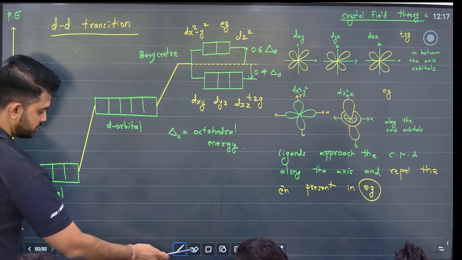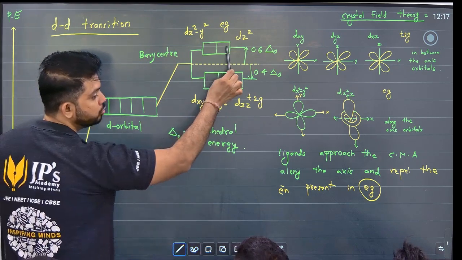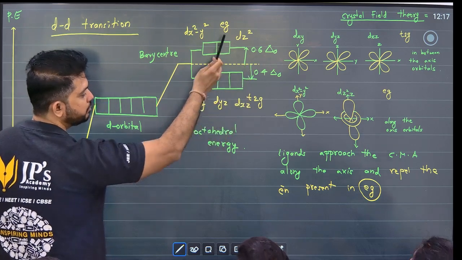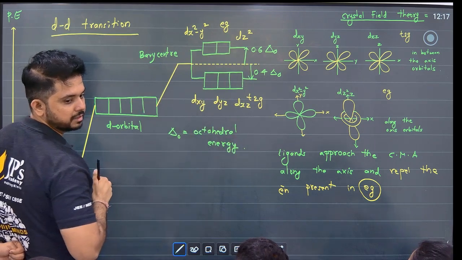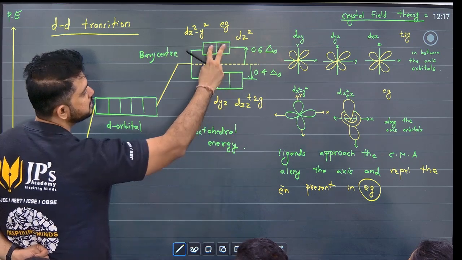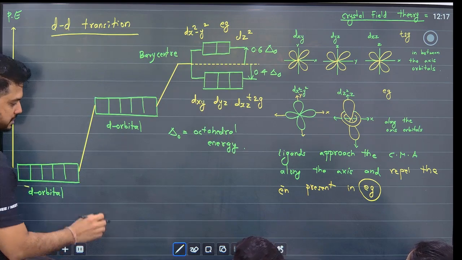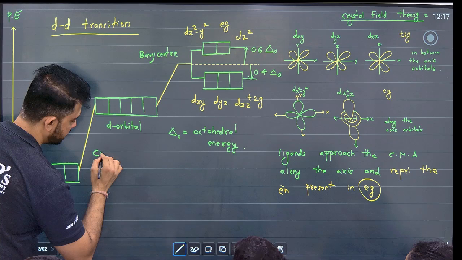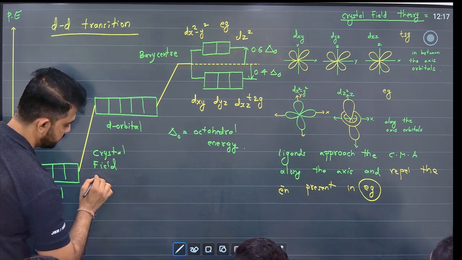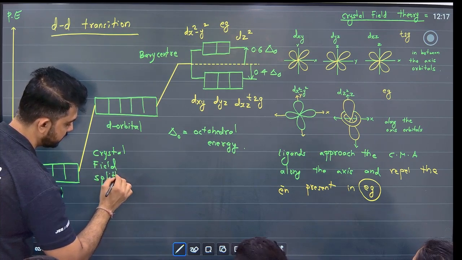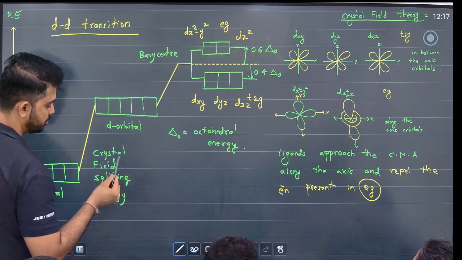Because electrons jump from EG to T2G, they are at a lower energy level, hence higher stability. So whenever possible, electrons will jump from a higher energy level to a lower energy level, and this phenomenon is also called crystal field splitting energy.